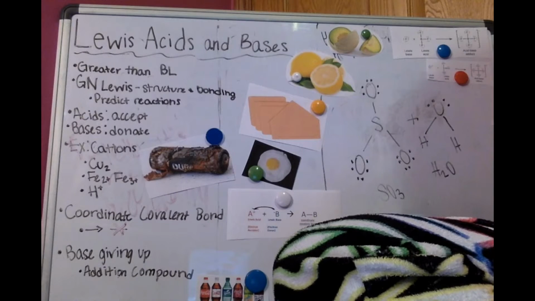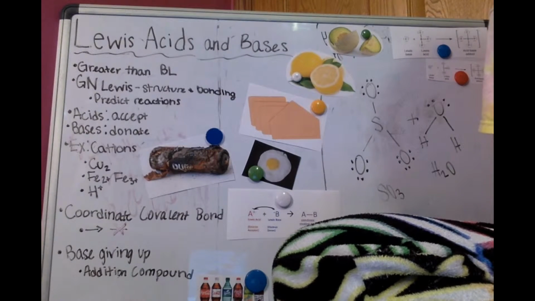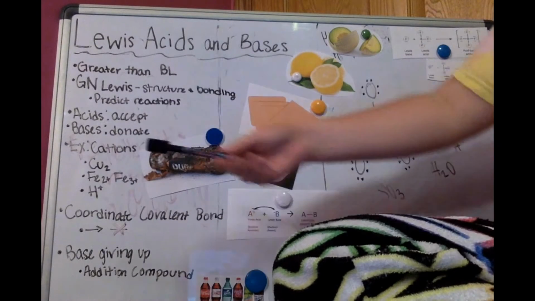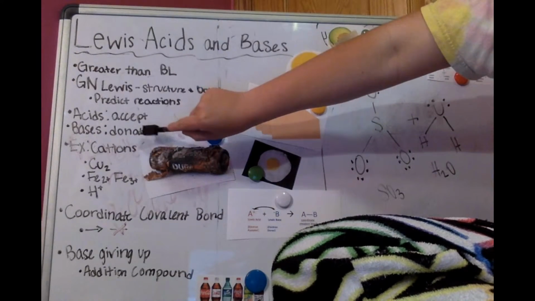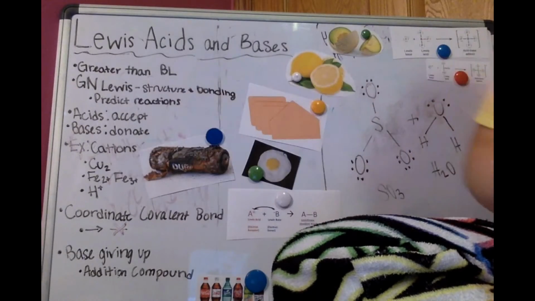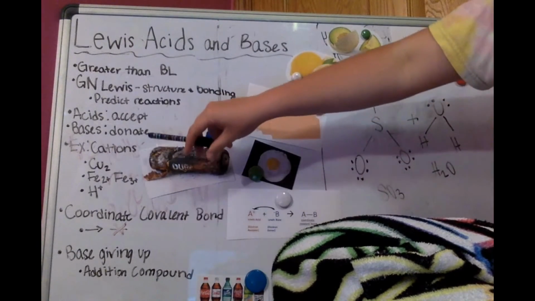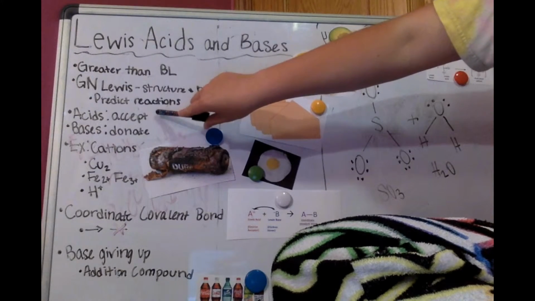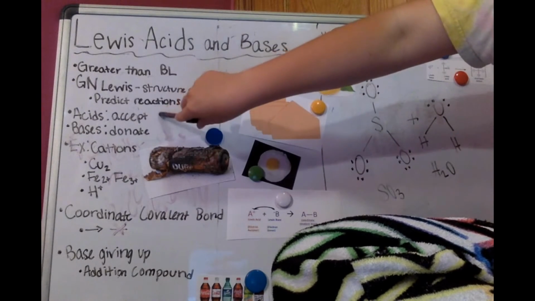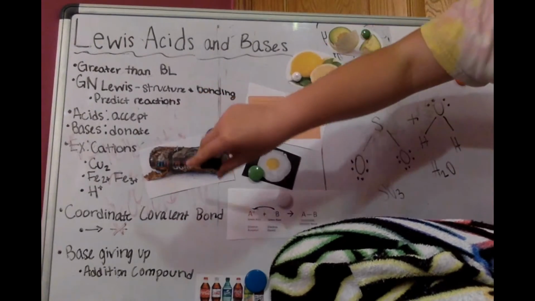Now, you're probably thinking, what the heck is the Lewis acid and base theory? Well, basically, it's that acids accept electrons and bases donate electrons. What that means is that if an acid needs an electron, a base will give that acid an electron.